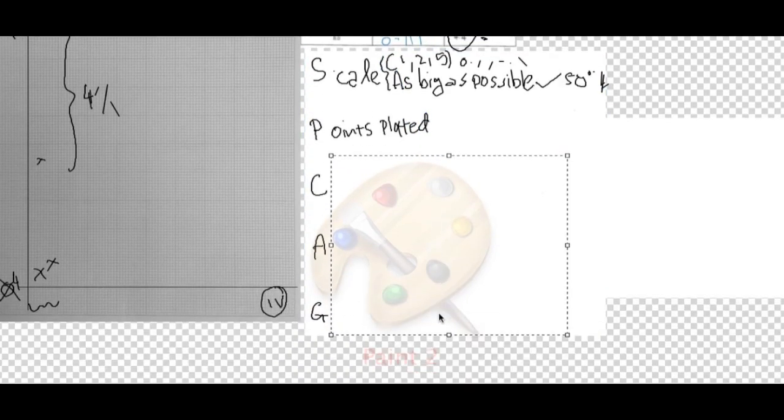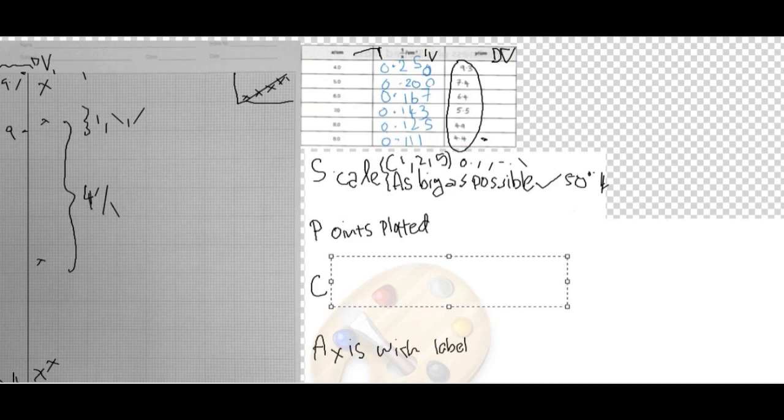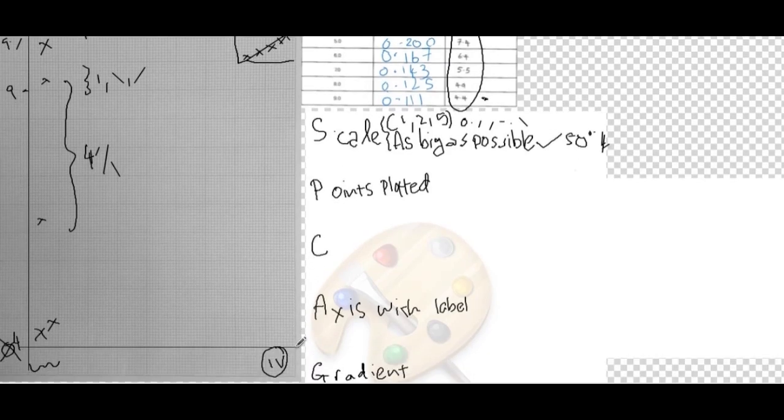Alright, the next thing you need to take note of is axis with label. So whatever you have on your table, the heading, make sure that you copy it down. In this case, my IV is 1 over x, and the unit is per centimeter, so make sure that it follows. Draw an arrowhead. Okay, 1 over x followed by the unit per centimeter.